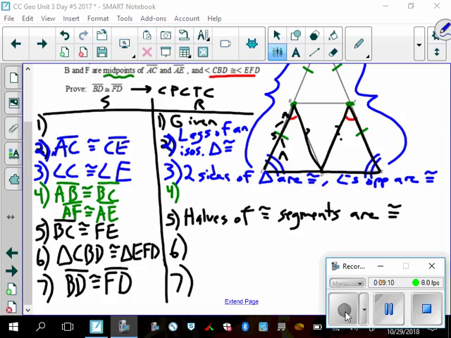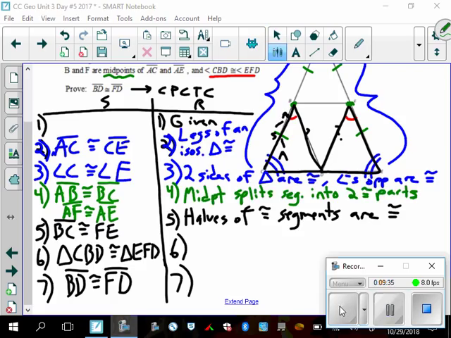So the 2 blue ones come from an isosceles triangle. So for step 2, I said the legs of an isosceles triangle are congruent. For step 3, you could have said the base angles of an isosceles triangle are congruent. If you forgot that, I'm saying that 2 sides of a triangle are congruent, then the angles opposite them have to be congruent. The next one I use is midpoint. So midpoint divides the segment into 2 congruent parts. Then we have our halves of congruent segments are congruent.